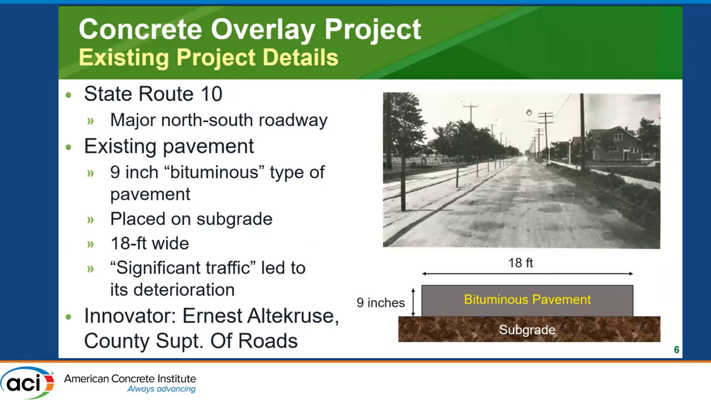If we look at the particular project in Terre Haute, it was State Route 10, as I mentioned, the major route up to Chicago and then down into the coal lands of Kentucky, a major north-south roadway. The existing pavement at this time was a 9-inch pavement, described just as a bituminous pavement, that had been placed on the subgrade, 18 feet wide, but it had been subjected to significant traffic that had led to its deterioration.